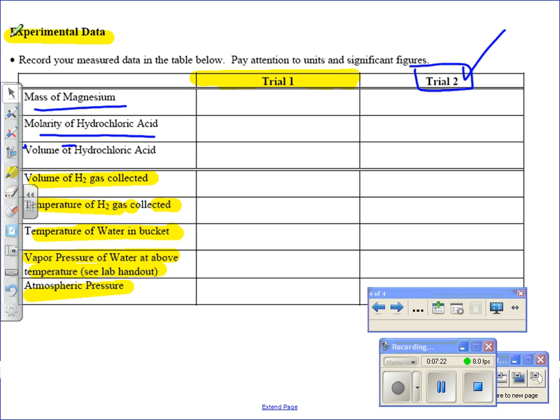When you walk in tomorrow, key things you need: your objectives need to be in your lab book. Your modified procedure should be written out, and this data table should be in your lab notebook. Use a ruler. Don't do it sloppy. It should be nice and neat. If you wanted to print this out and cut and paste it into your lab notebook, you could do that, but make sure it's pasted completely down.